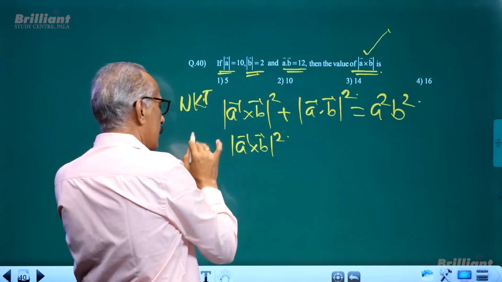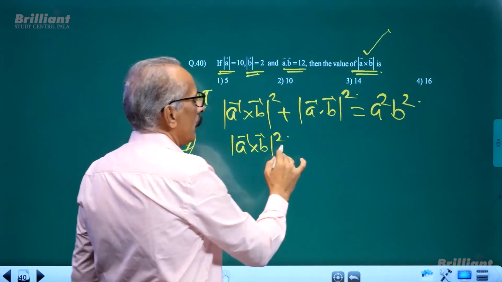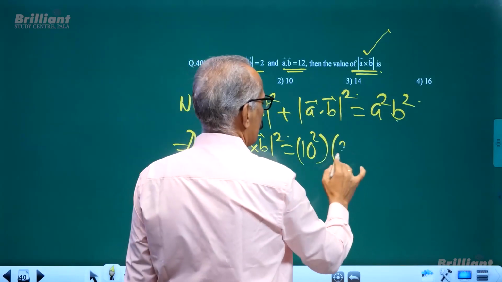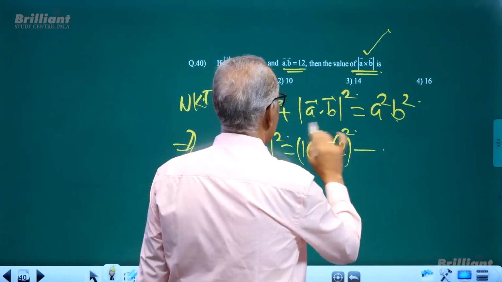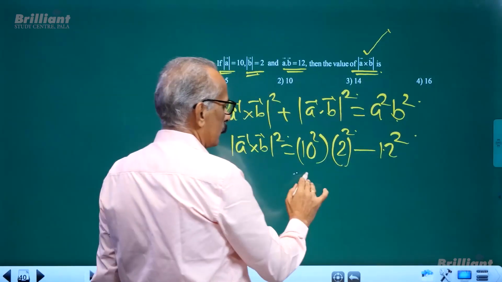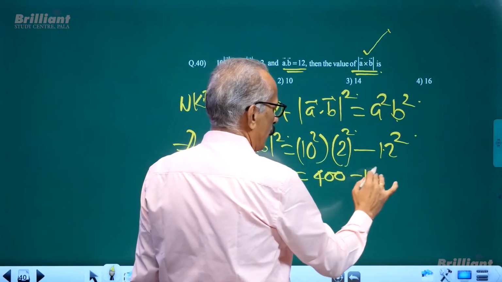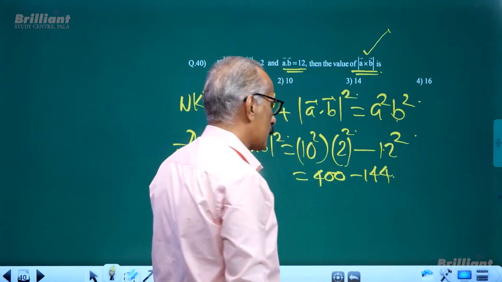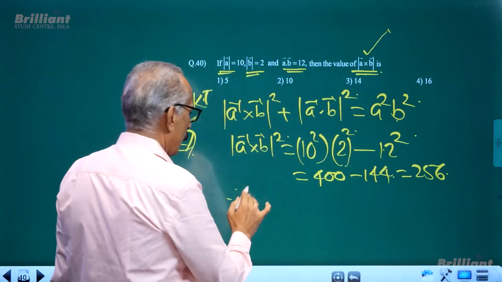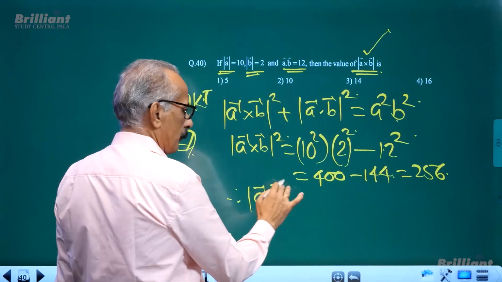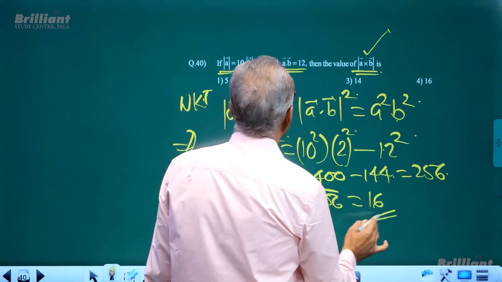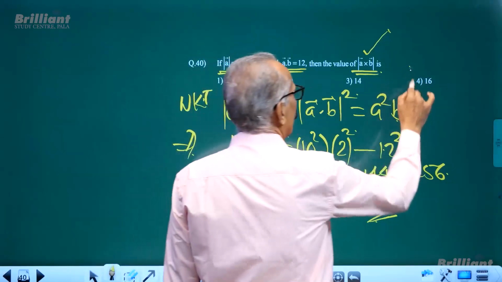We know that this implies modulus of A cross B, the whole square, equals A square, that is 10 square, times B square, that is 2 square, minus A dot B the whole square, that is 12 square. So this is 400 minus 144. 400 minus 144 is 256. Therefore, modulus of A cross B, that's positive, root over 256, that is 16. Your answer is 16. That's the fourth one.